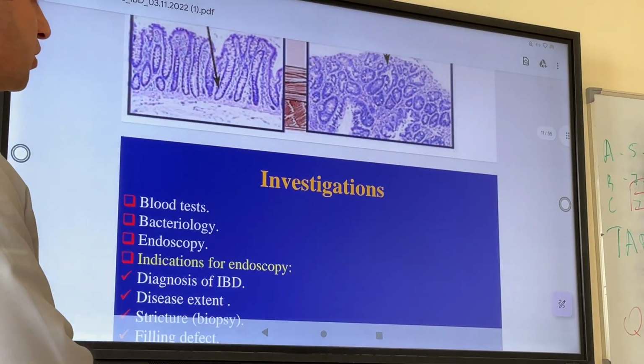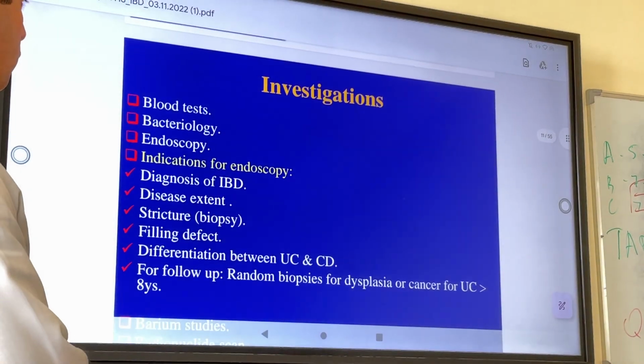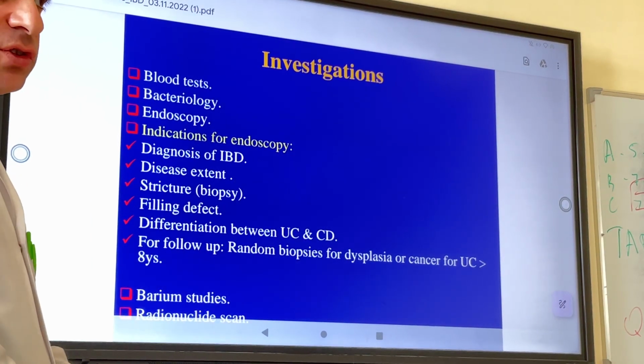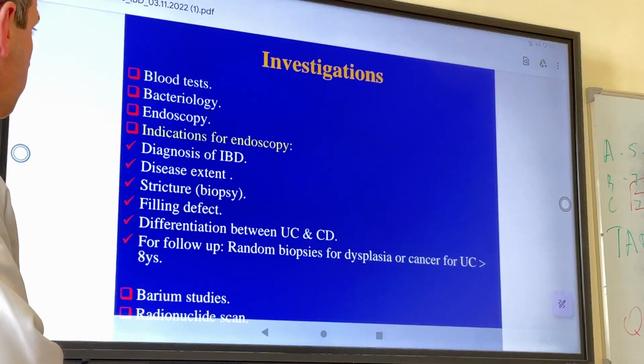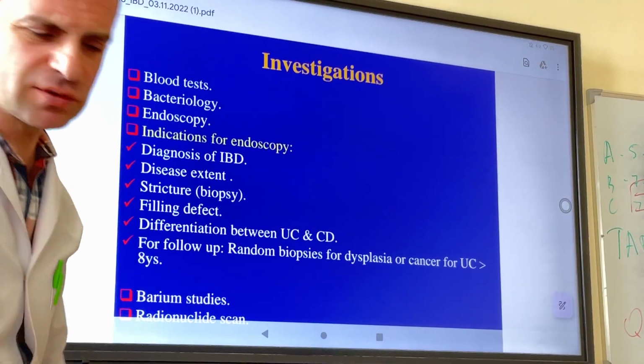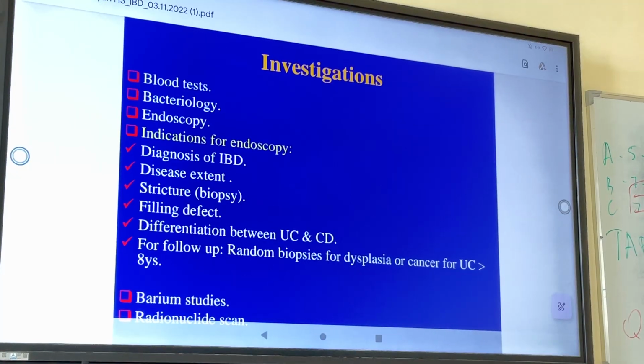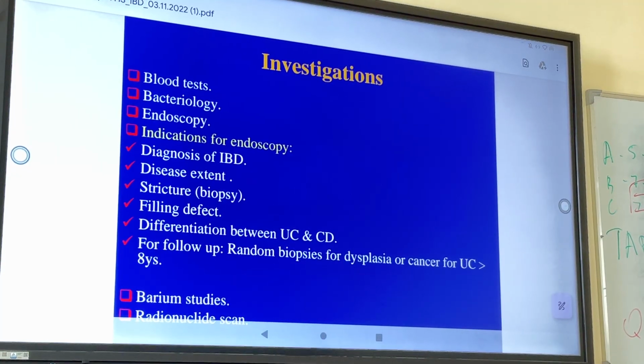Which investigations we are doing are listed here. I'm not going to read them, but we should understand why each of them is done. Blood tests, for example, we may do CBC. We may reveal increased ESR. It may also indicate severity.